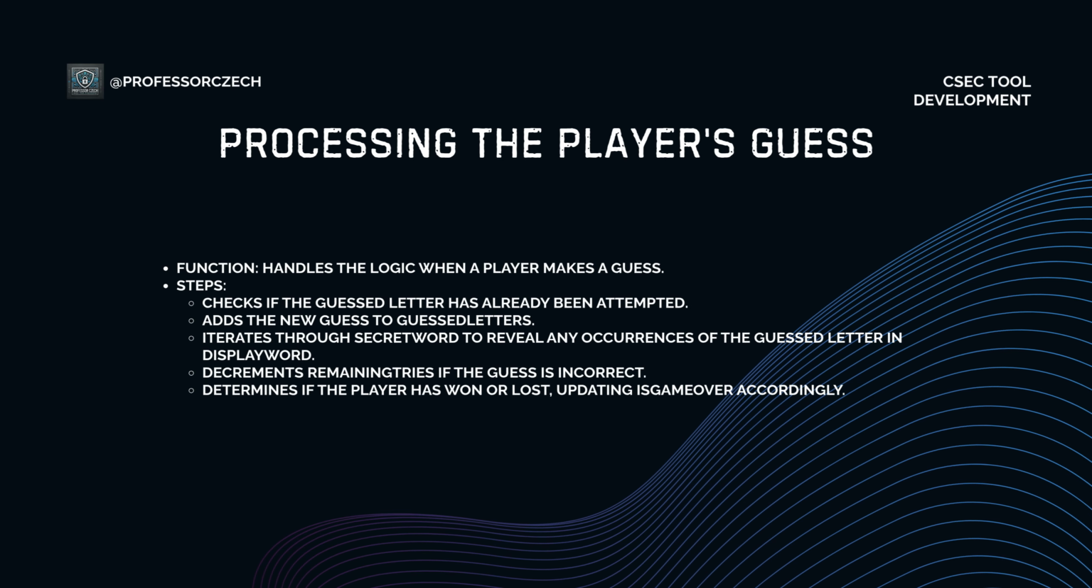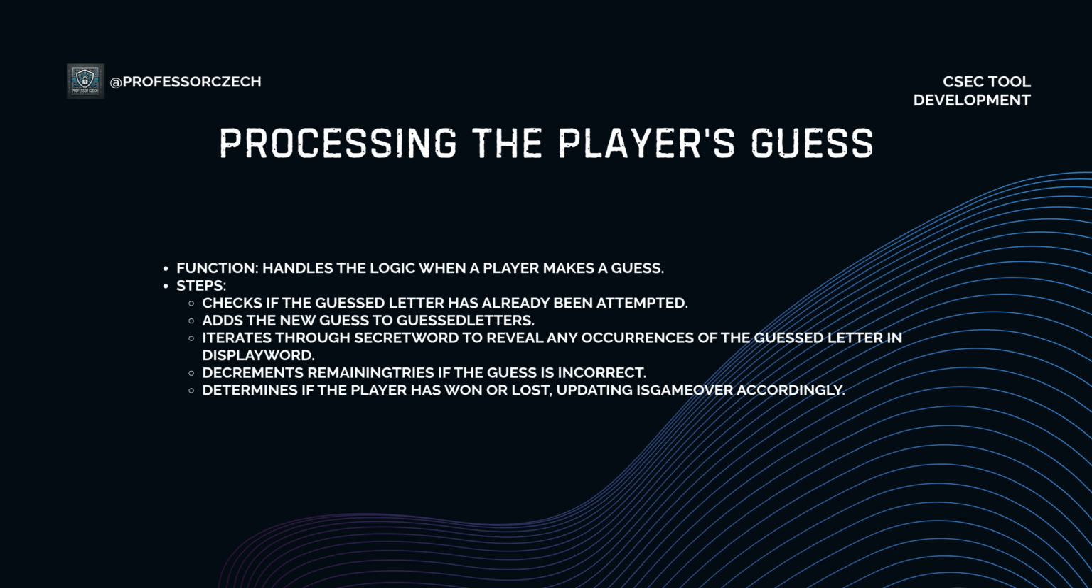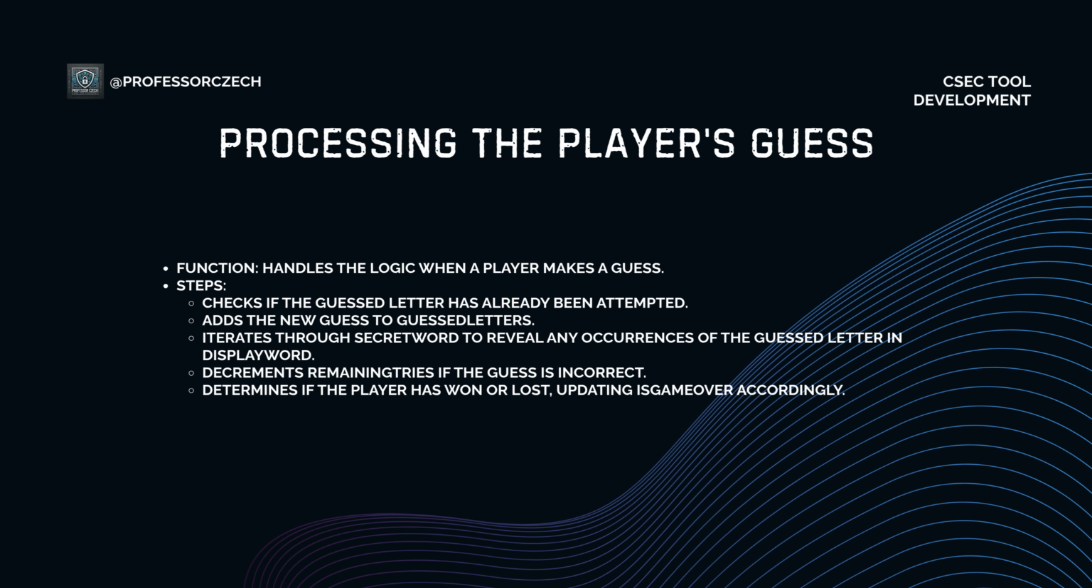We've got to process the guesses that the player makes now. So this function handles the logic when the player makes a guess, checks if the guessed letter has already been attempted, adds the new guess to the guessed letters, and iterates through the secret word to reveal any occurrences of the guessed letter in display word, and then decrements remaining tries if the guess is incorrect and determines if the player has won or lost, which updates the is game over accordingly.